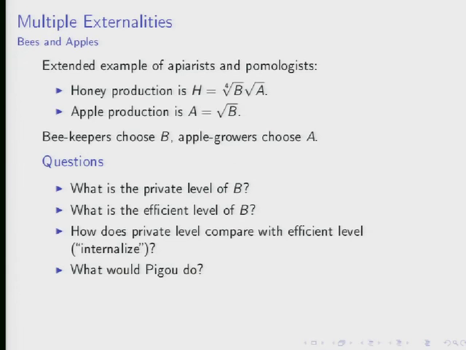Okay, so we're going to work with this little example for the next bit of this lecture, and we're going to ask some pointed questions about this example and work them out in some detail. So the first is this. We're going to figure out what the private level of B is. What's the level of bees that we'd expect to observe if there was just private production by the beekeeper and the apple grower, ignoring the actions of the other? We'll call that the private level.